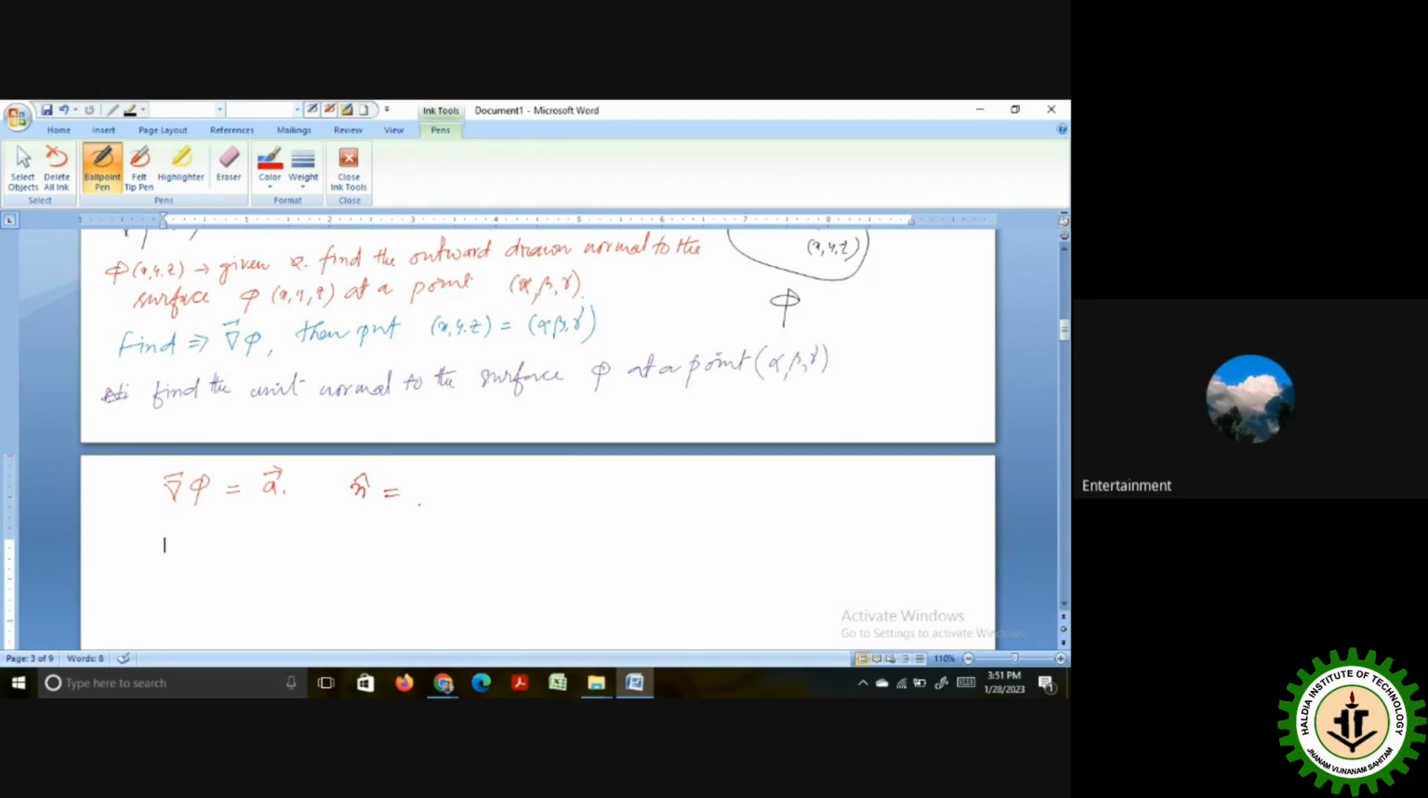N vector by magnitude of n. So it is A divided by mod of A. Is that okay? Yes, sir.